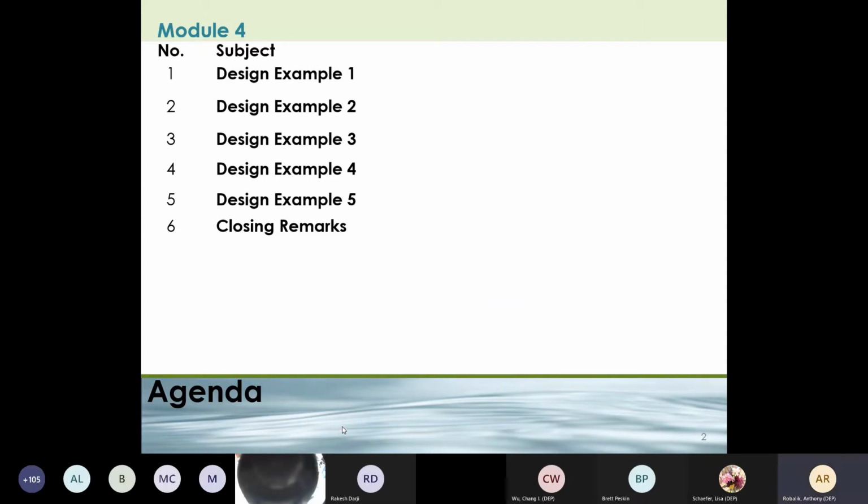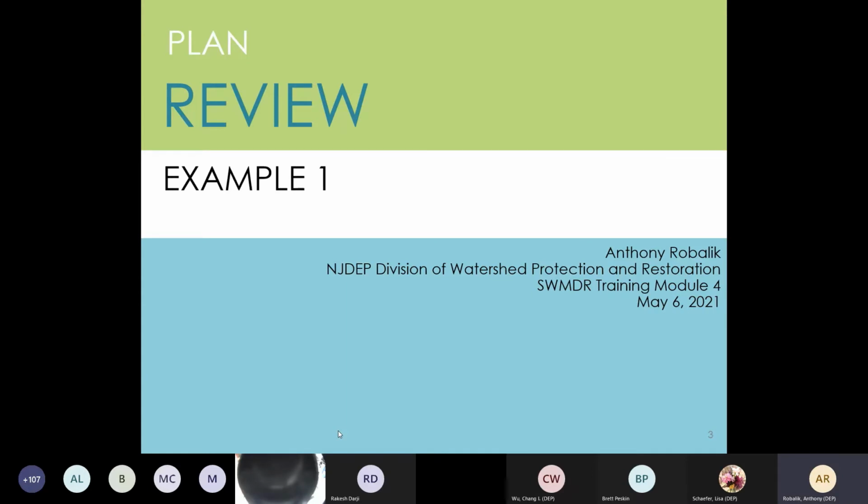Here's the agenda for Module 4. As you can see, today is all about providing example reviews, which will tie together the material that we had covered in the previous modules. There are a total of 5 design examples, followed by some closing remarks. So let's get started with example 1.